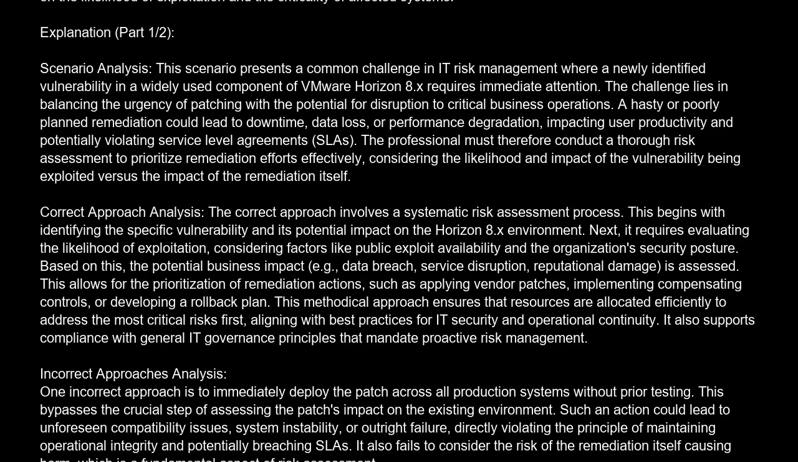The correct answer is C. Conduct a comprehensive risk assessment to determine the potential business impact and prioritize remediation based on the likelihood of exploitation and the criticality of affected systems.